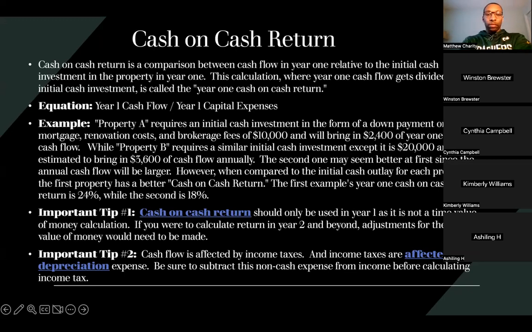But you do have to be sure to calculate those non-cash expenses as well when you're figuring cash on cash return.